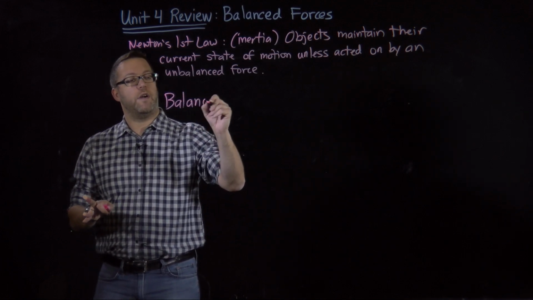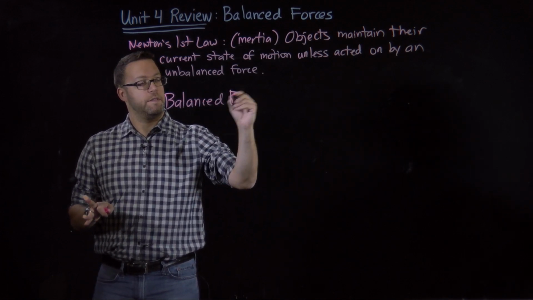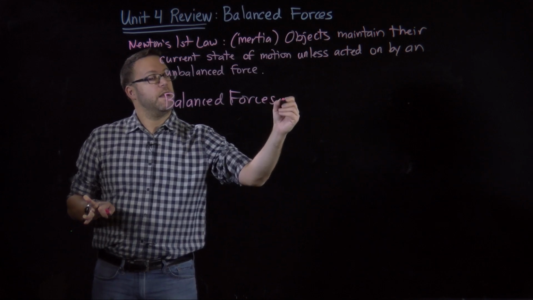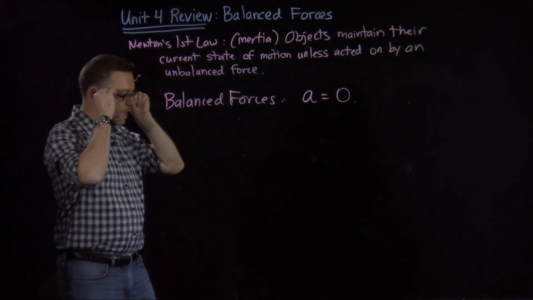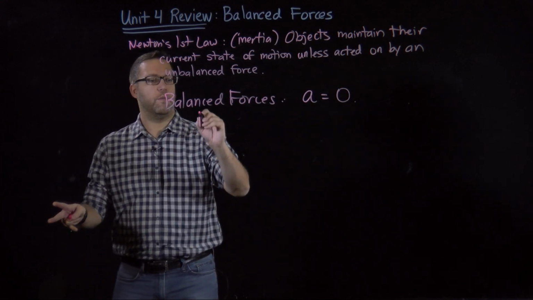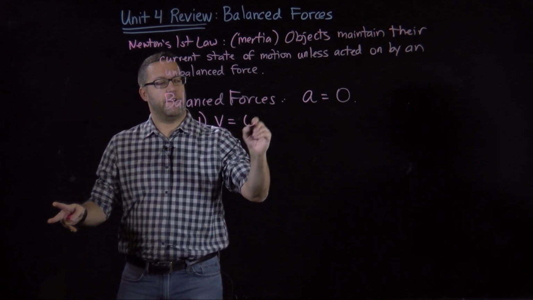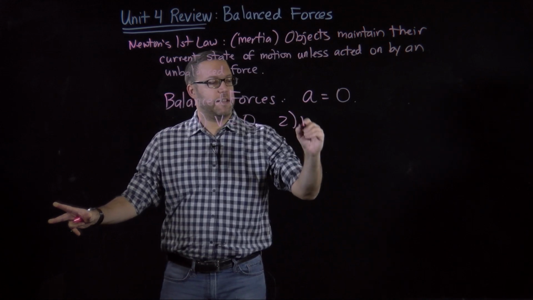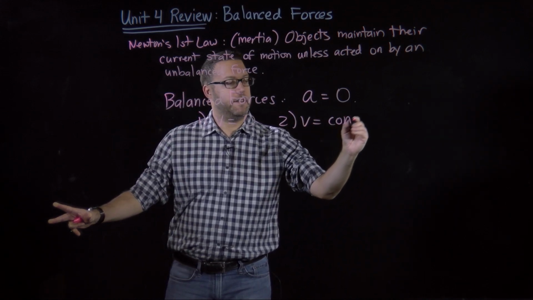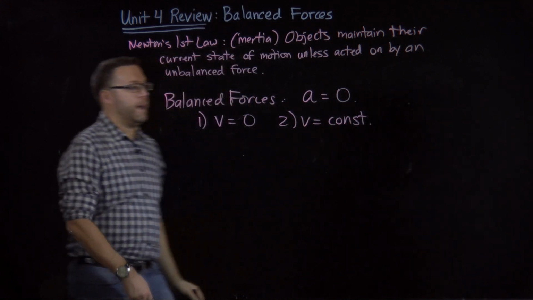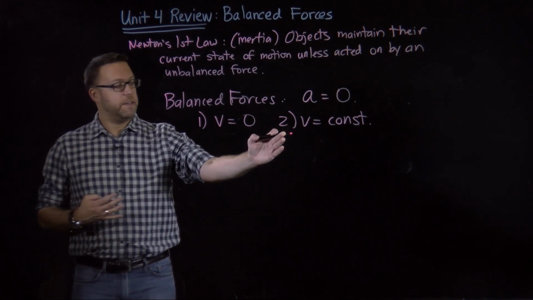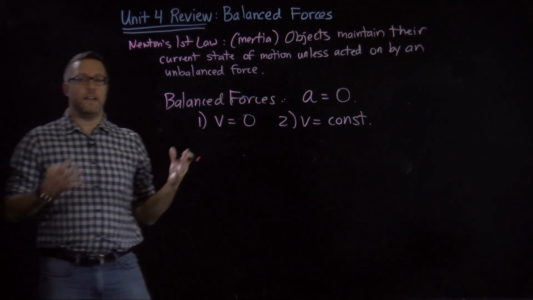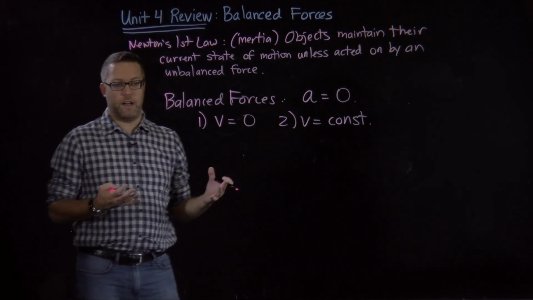So if forces are balanced, essentially that means that the acceleration is 0. And that can take two forms. One is that the velocity is 0, or the other is that the velocity is constant. Okay? This one right here is the one that really gives people a lot of trouble. The idea that something can be moving and yet have forces acting on it.